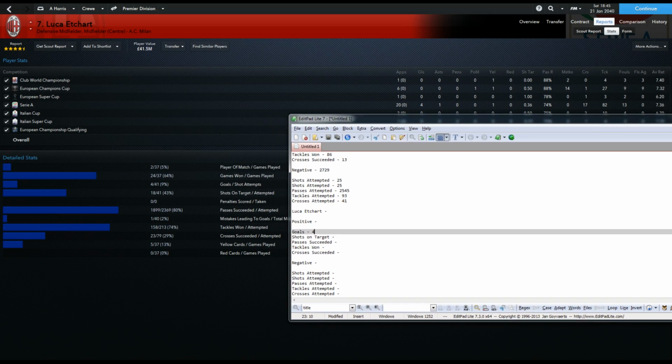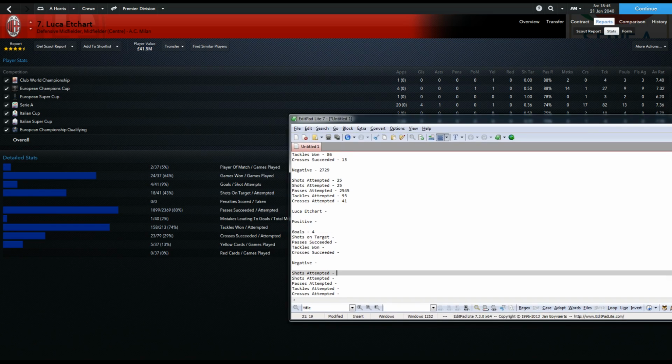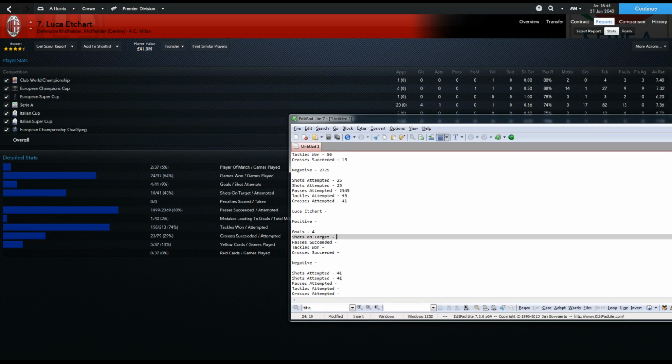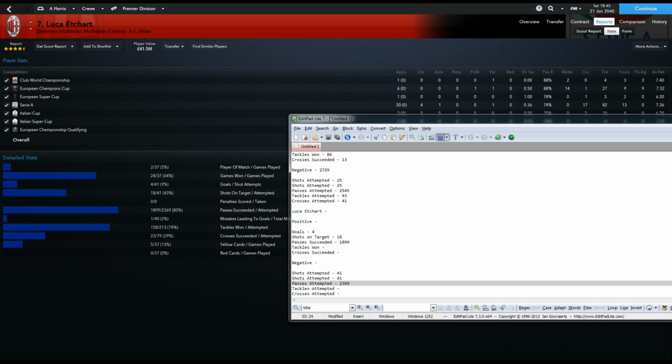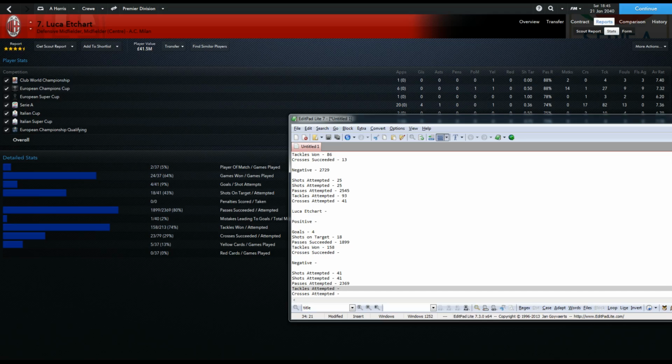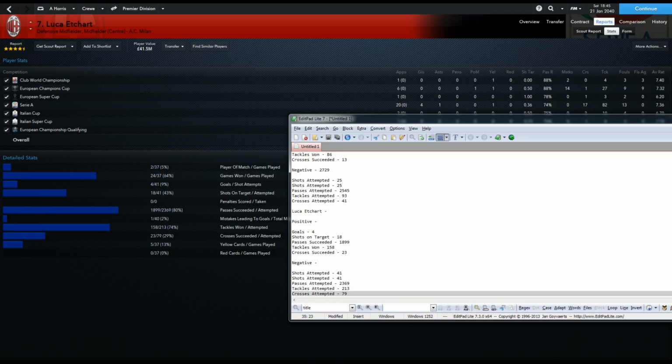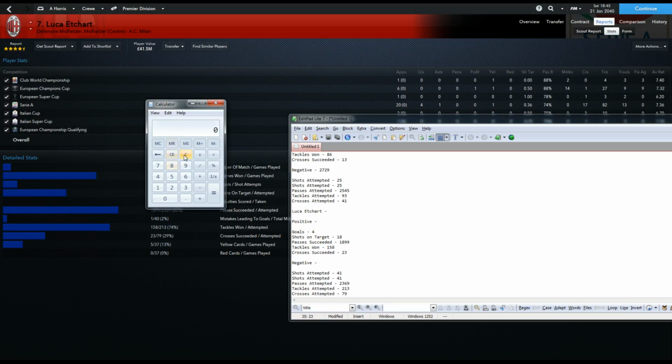Let's cross a bit. In 41 shot attempts, so that's the same for that. Shots on target, 18. Passes succeeded, 1899 out of 2369. Tackles 158 out of 213. Crosses succeeded, 23 of 79. That's all of it. So we'll bring the calculator back in, do a little bit of quick math.